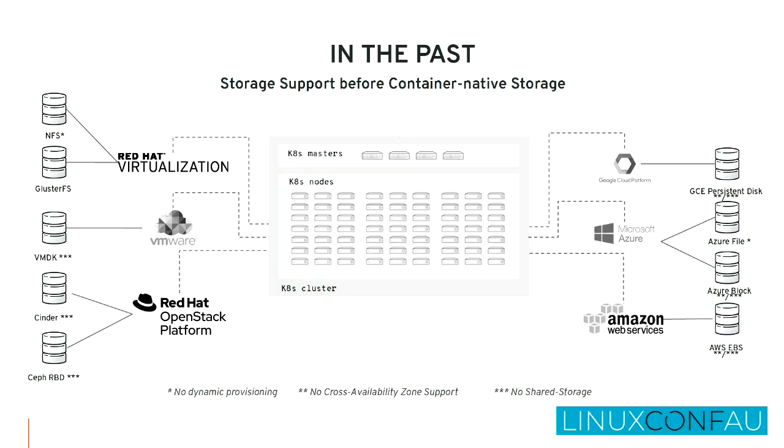So in the past, now in this case I've shown Red Hat Virtualization and Red Hat OpenStack because that's where I work, but this could just as easily be any other hypervisor platform, any other implementation of OpenStack. You've got a Kubernetes cluster, some masters, some nodes, and under the hood they're consuming a broad range of storage from a variety of providers. What I don't show here are actually kind of your traditional providers. It could be iSCSI, Fiber Channel, NFS as well.